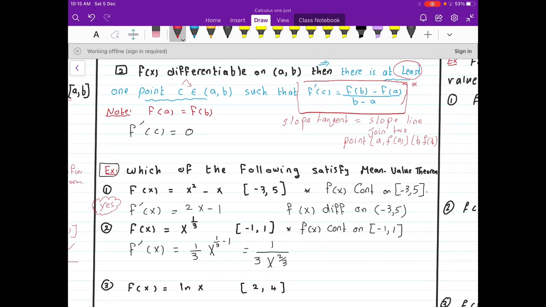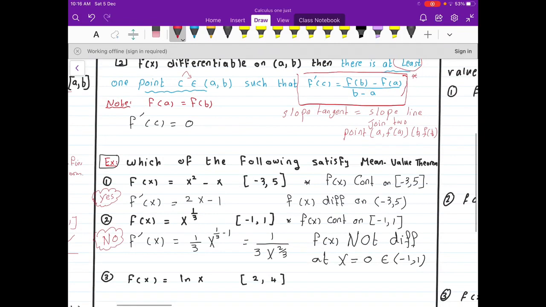Notice the answer is no. Why? Since f(x) is not differentiable at x equals 0, and 0 belongs to the interval (-1, 1). So does this function satisfy the mean value theorem? Our answer is no. But if in the same question we change the interval, instead of [-1, 1], we take the interval [2, 4].